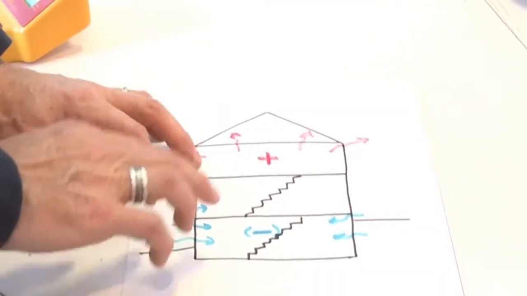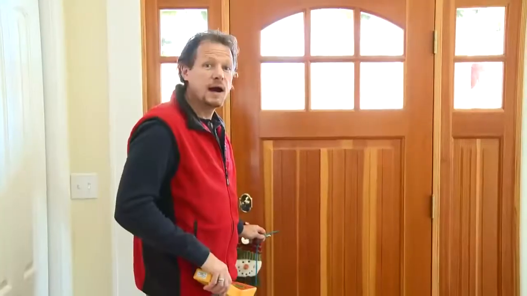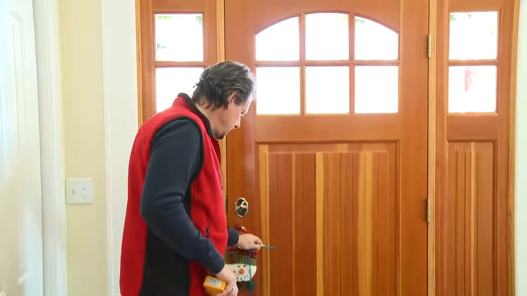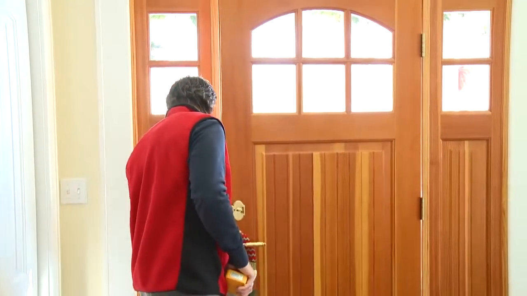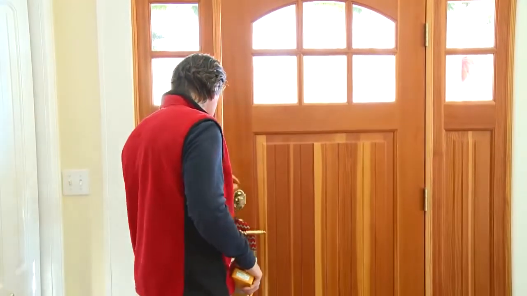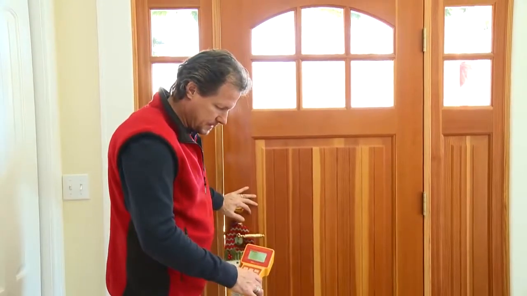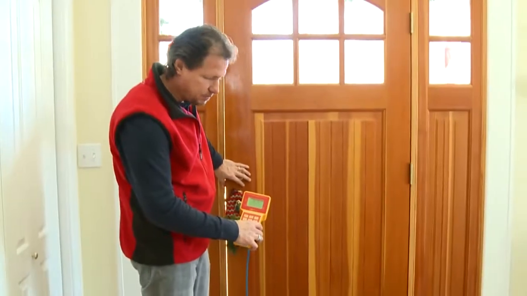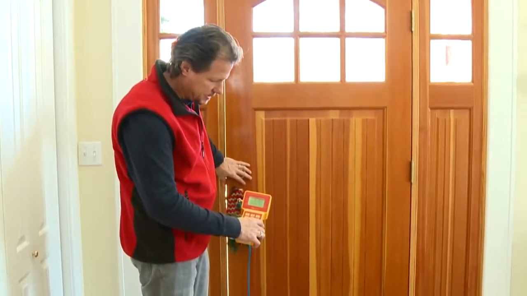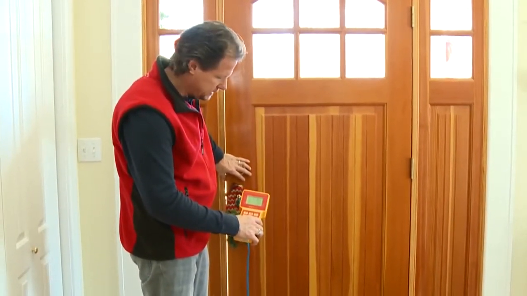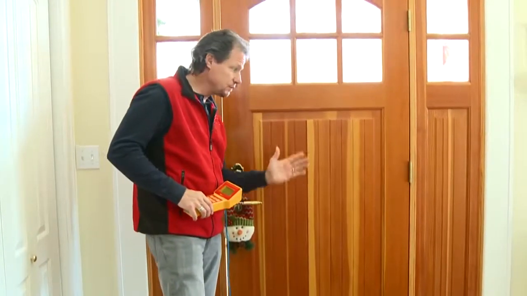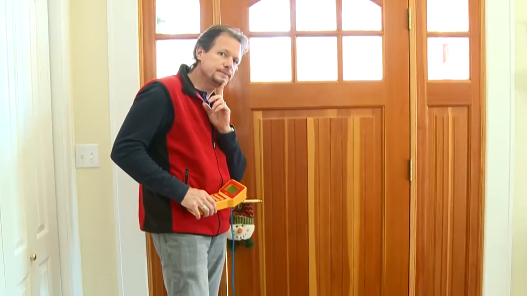Let me show you more of what that really means to you. Now we're going to see what the pressure difference is between the first floor and the outside, and this will be affected by wind, of course. We see that there's very little pressure difference across this front door. Look, it's 0.3 pascals. It's bouncing around a little bit because of the little breeze we have today, but very little pressure difference between the first floor and the outside.